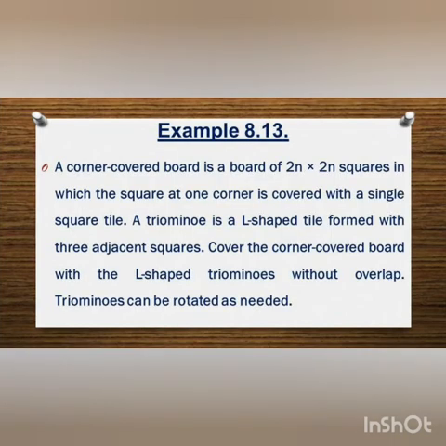Now let's see the last example. A corner covered board is a board of 2 power n into 2 power n squares in which the square at one corner is covered with a single tile. Now we have to use the triamino. Triamino is an L-shaped tile formed with 3 adjacent squares. Here the question is, cover the corner covered board with the L-shaped triaminos without overlap. But we can rotate the triaminos in any direction as we need.